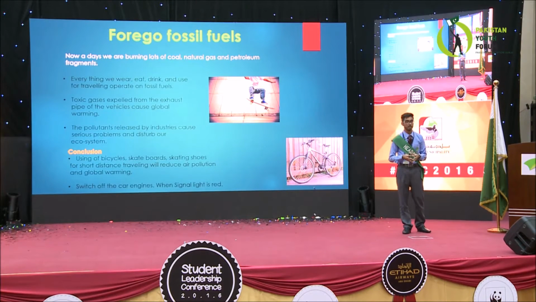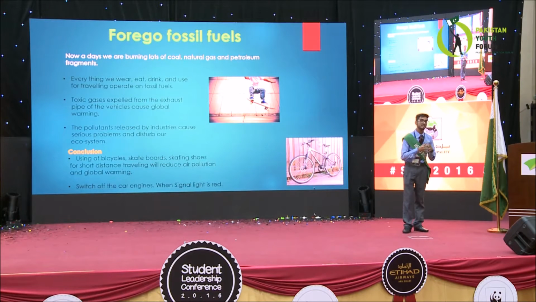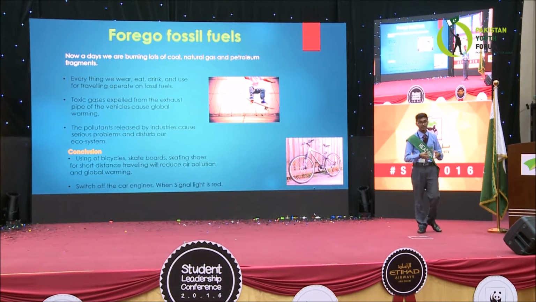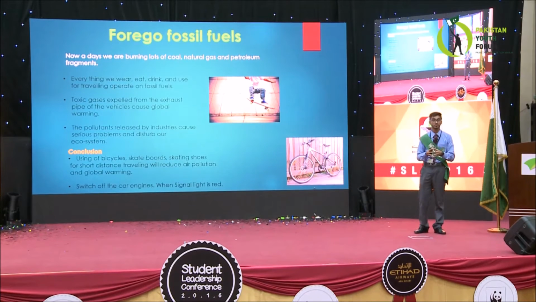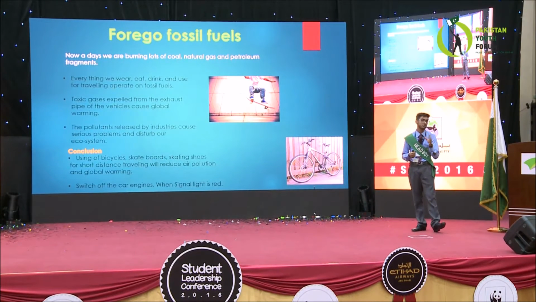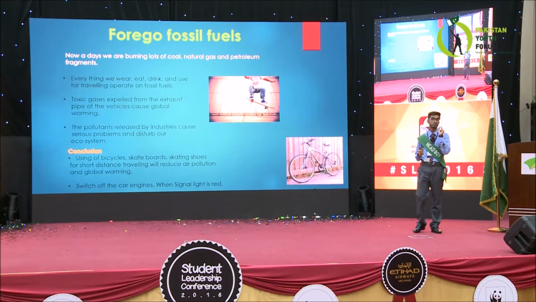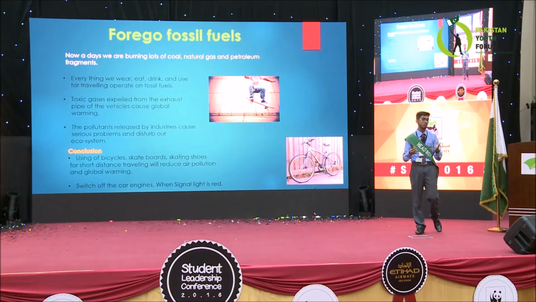It's very simple. Use bicycles instead of cars and buses for short distance traveling. Park your car under the shade, not in the sun. Because when you park your car in the sun, it raises the temperature of the fuel tank, which evaporates the fuel. But when you park under the shade, it reduces the temperature by up to 7 degrees and prevents the fuel from evaporating.